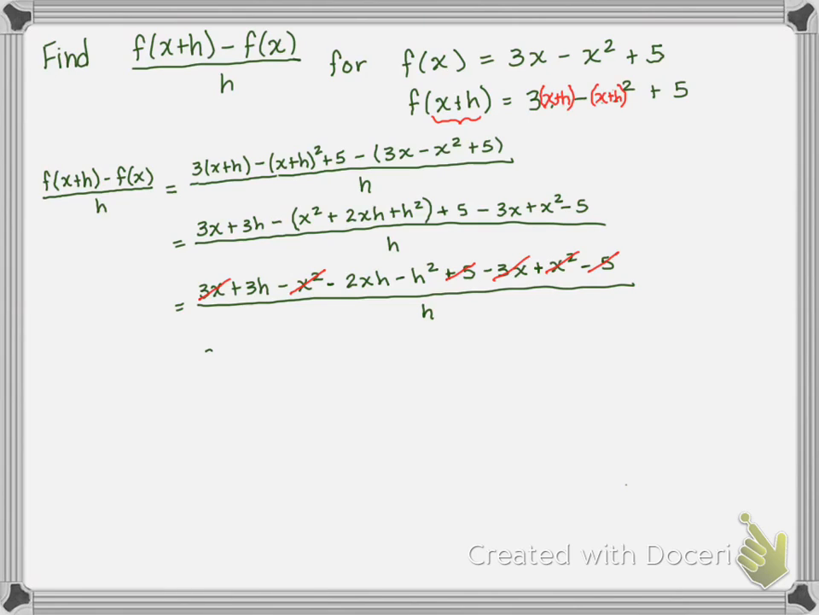So we've got 3h minus 2xh minus h squared. And every single term has an h in it, which is what we want. All over h. And then can I cancel out that h? Why not?